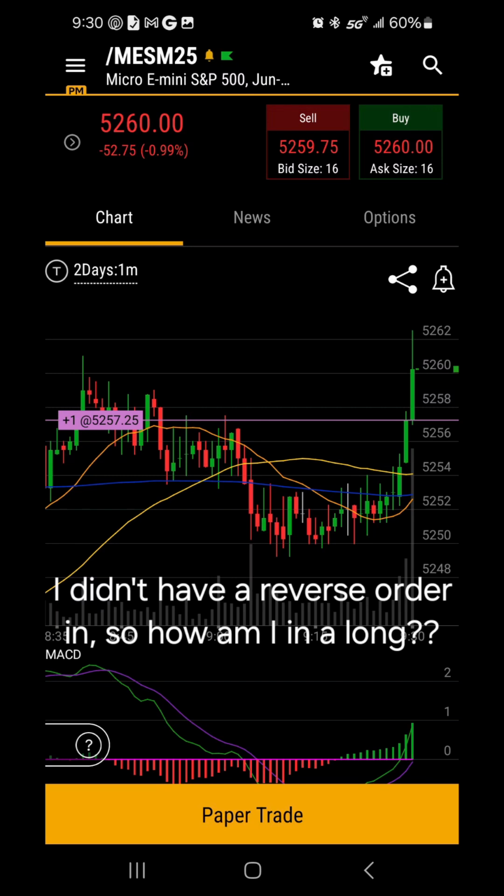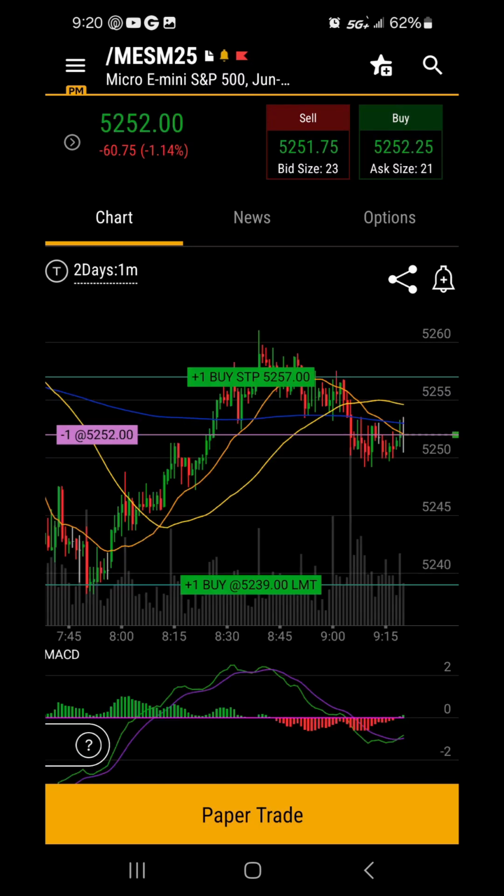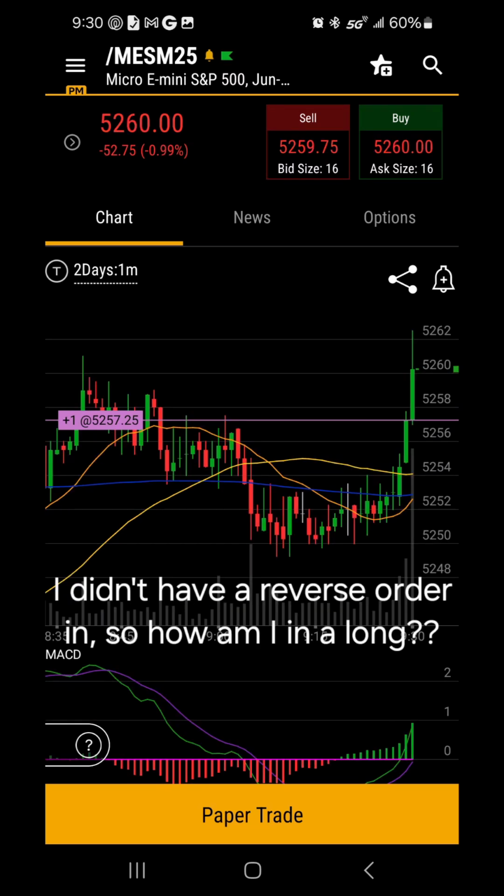Unfortunately, I don't know exactly what happened here. So this was really weird. I think the phone glitched somehow, because if you look at this order, go back one, I was in a short. I had a stop and a limit. They were both buys and they were both one. But then when you look here, all of a sudden I'm in a long position. So somehow it reversed my order again, and I didn't have a reverse order in. So I do not understand how I got into a long position.